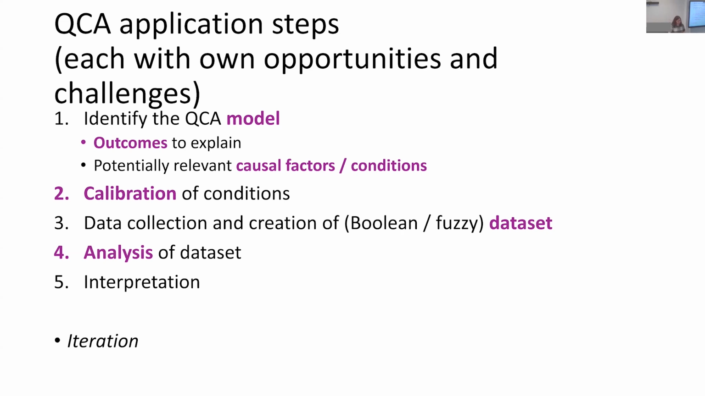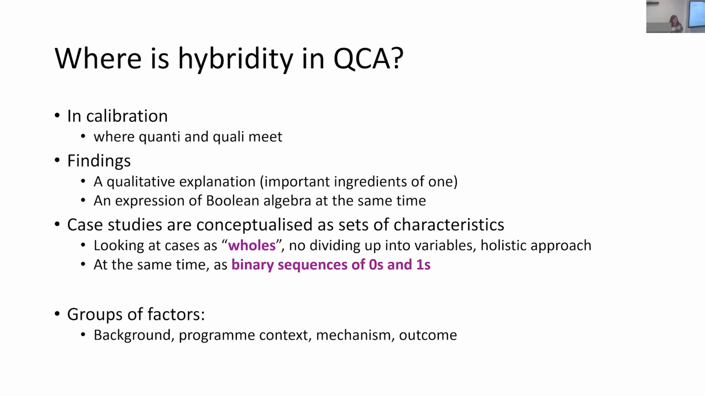information provided, essentially. So where is the hybridity in QCA? I would say it's in calibration, because it's a situation where you have a qualitative construct and you need to convert it to a binary value or a fuzzy value. But even if the value is fuzzy, it's one option out of 4, one option out of 6 at most.